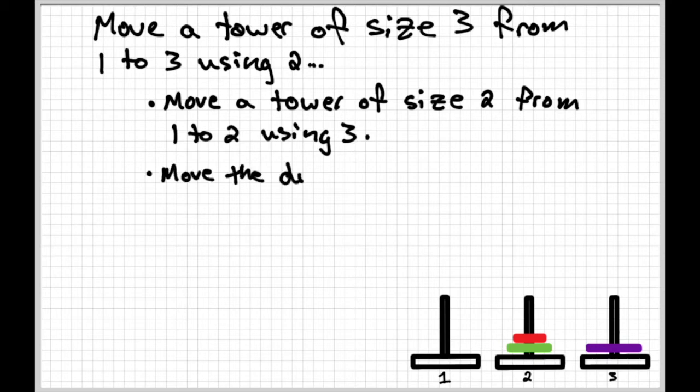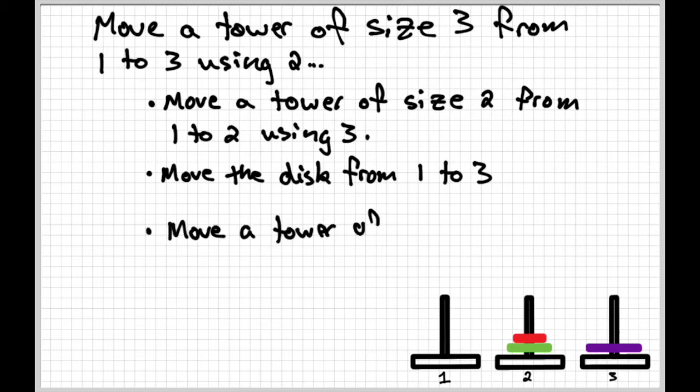So writing this down then, as I said before, we first move the tower of size 2 from 1 to 2 using 3, then move the disk from 1 to 3, which you saw me do, and then finally move this tower of size 2 off of 2 onto 3.